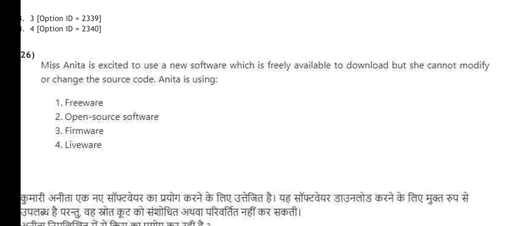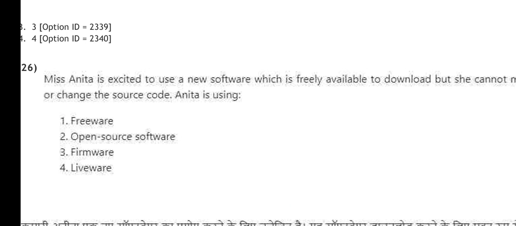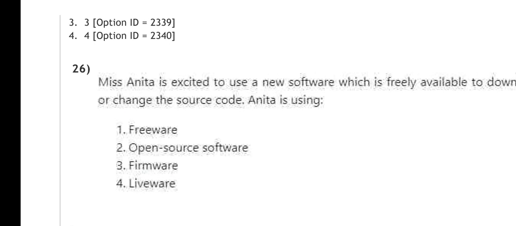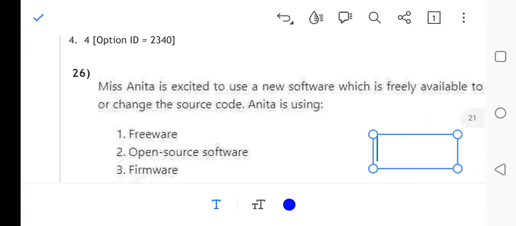Next, Miss Anita is excited to use a new software which is freely available to download, but she cannot modify or change the source code. Anita is using what? Freeware, open source software, firmware, liveware. So it will be freeware.